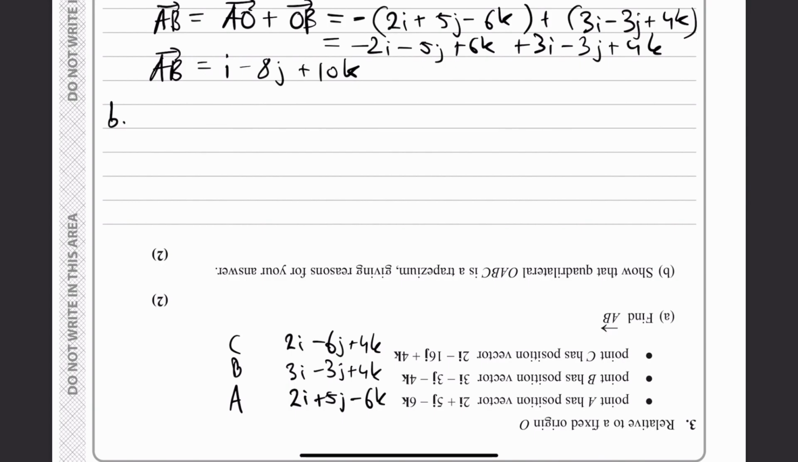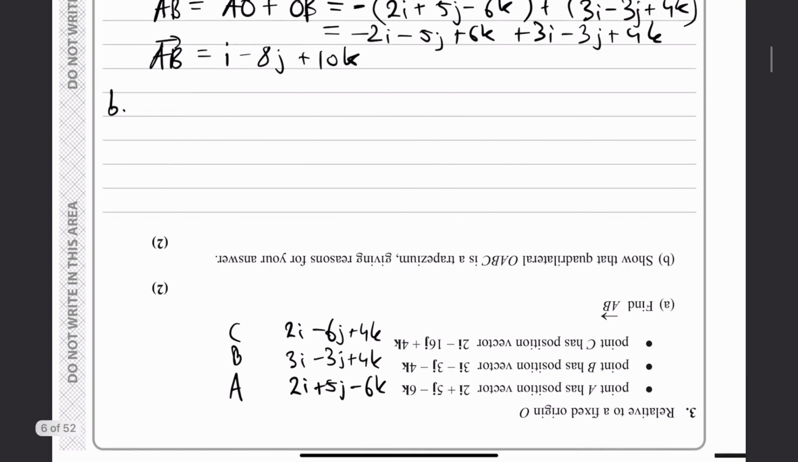So we found AB. Now I want to show that the quadrilateral OABC is a trapezium, giving reasons for your answer. So we basically want to prove that OABC is a trapezium. This is pretty easy.